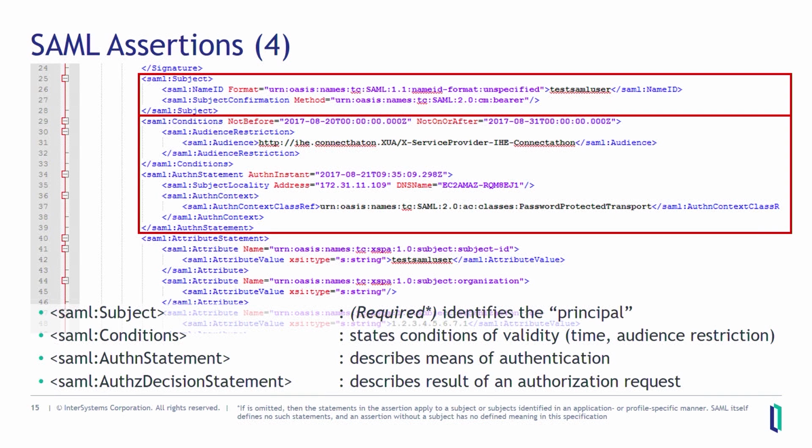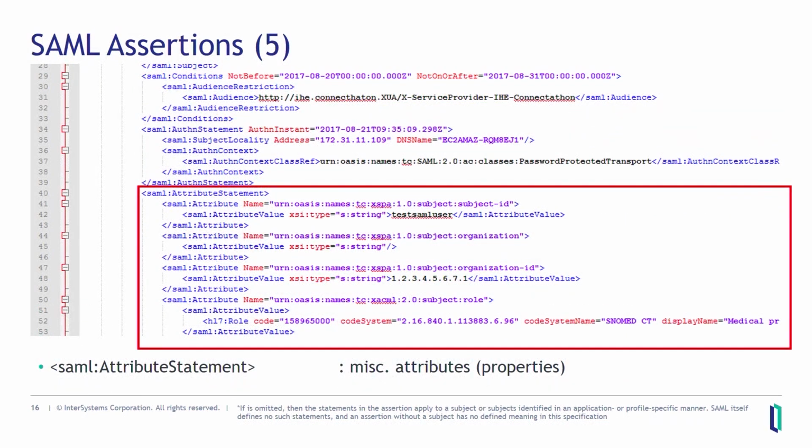Other pieces of the SAML assertion, the conditions that are going to state when this assertion can be used. Typically, it's going to have a time interval that says you can only use for these 10 seconds this SAML assertion. After 10 seconds, this should be considered invalid. So other statements about the authentication and authorization mechanisms that were used to collect it. Last, there is this thing called attribute statement that would contain miscellaneous properties.